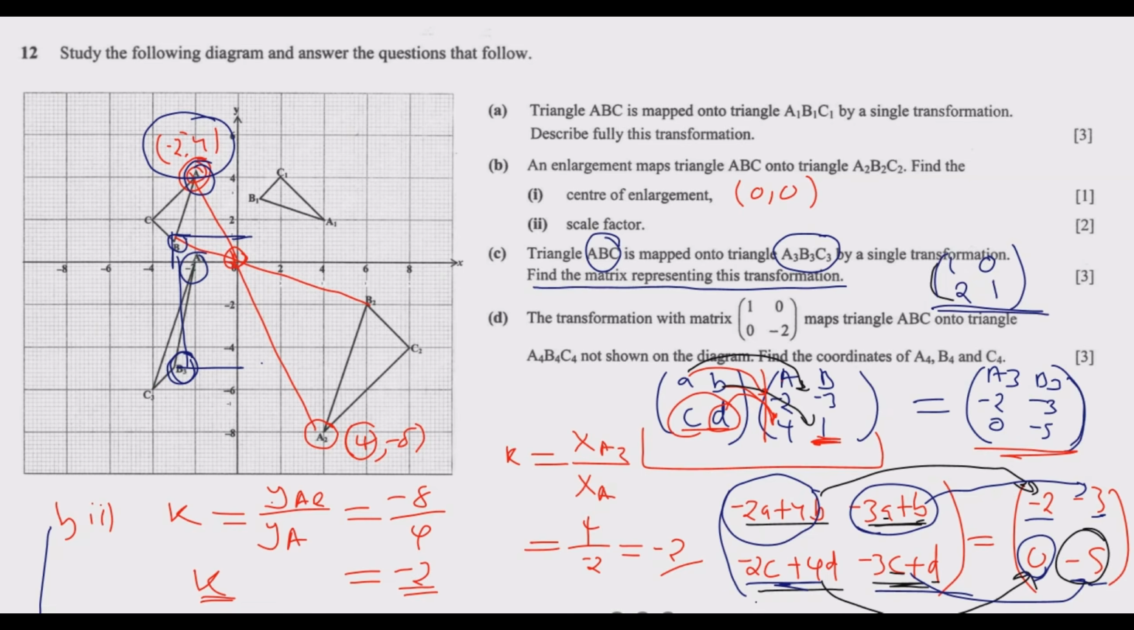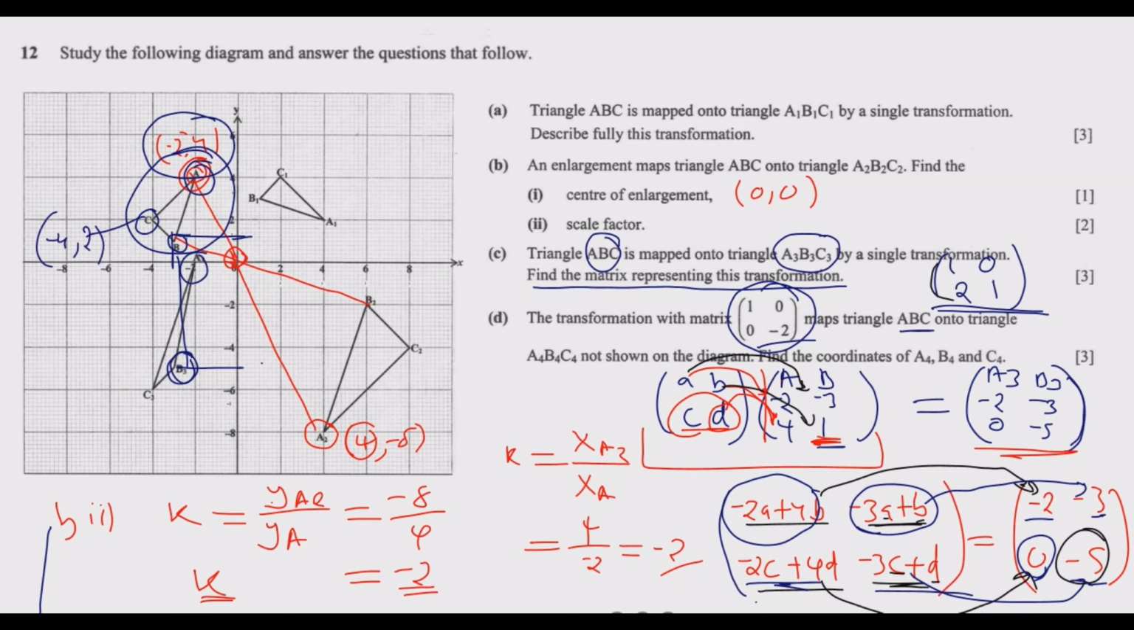Then we can look at question D. So D gives the transformation with a matrix. This one maps triangle ABC onto triangle A4, B4, C4, not shown on the diagram. Find the coordinates of A4, B4, C4. So this is straightforward and easy, because in this case we just multiply this matrix with the coordinates of the initial object. So we know the coordinates of B. So the coordinates of B are this one. The one thing that we need to know is the coordinates of C. So C here is negative 4, 2.